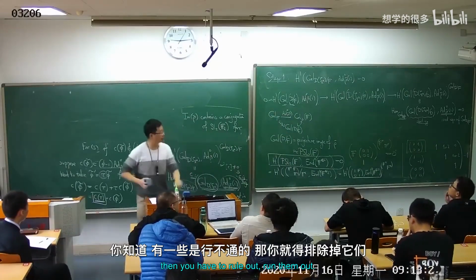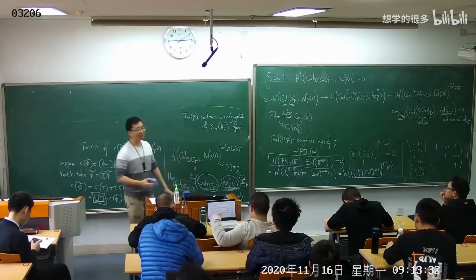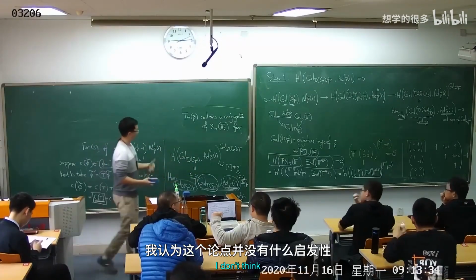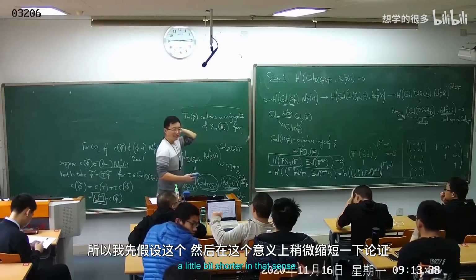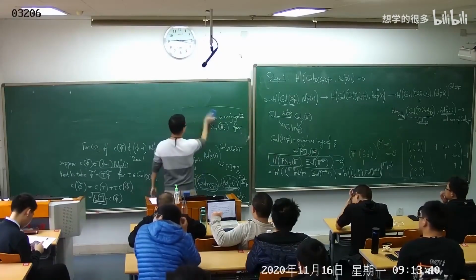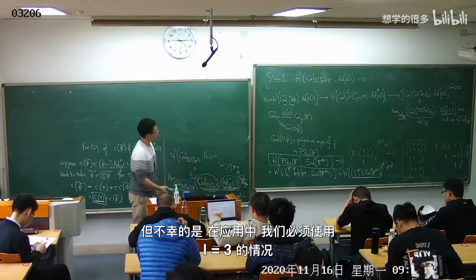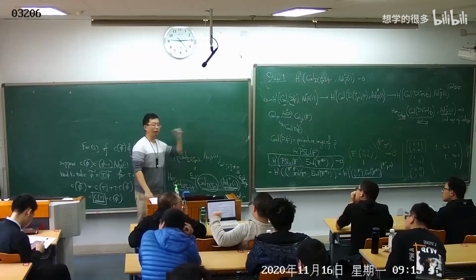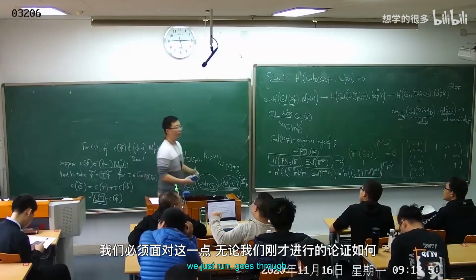Some of them don't work, then you have to rule them out. So it's a bit of a mess. I don't think it's a very illuminating argument. So let me just assume this and then make the argument a little bit shorter in that sense, but with a stronger assumption. But unfortunately, in application, we will have to use the case l equals 3. But you have to take on faith that whatever argument we just ran goes through.